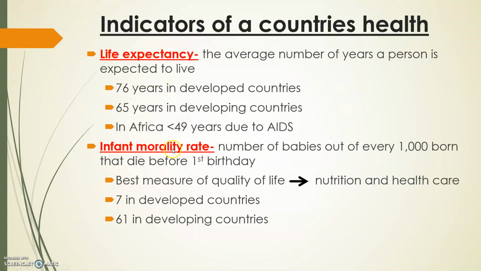So on to infant mortality rate. This is the amount of babies out of every 1,000 born that die before their first birthday. So pretty sad, but it happens. In developed countries, it is really low at 7 out of every 1,000. That's some pretty good odds for developed countries. But in developing countries, it is up to 61 out of 1,000. So that's still pretty good odds, 61 out of 1,000. You have good chances of making it. But I mean, if you compare the two, that's night and day.